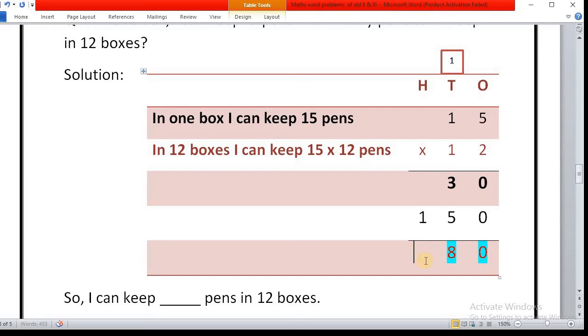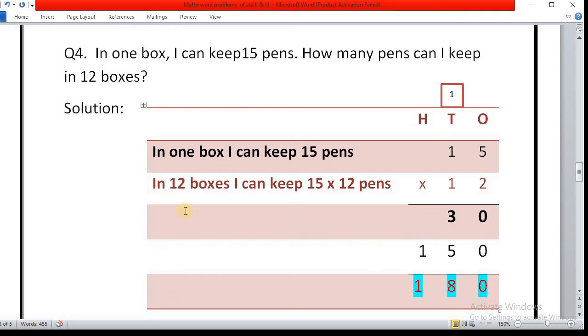And 1 will be 1. So, I can keep 180 pens in 12 boxes. Once again, I'll do this. In 1 box, I can keep 15 pens. I've written 15 here. And in 12 boxes, I can keep 15 multiplied by 12.